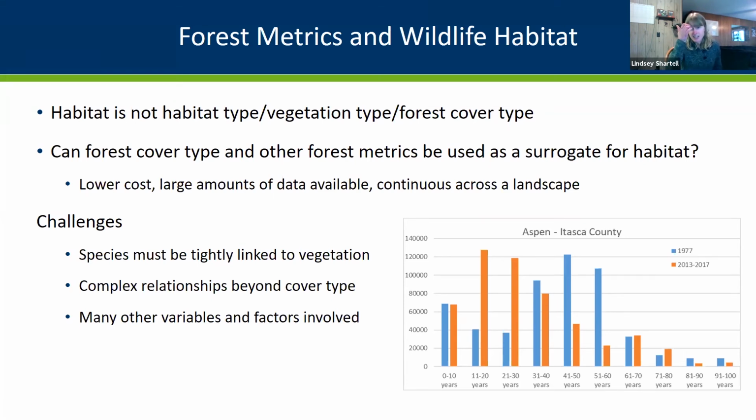Here's a good example here. Looking at aspen by age class in Itasca County from FIA data. One might interpret this to suggest that there's more young aspen in the 11 to 30 age classes, and thus there should be more ruffed grouse habitat. But then why do we not have more ruffed grouse? It's just not that simple.